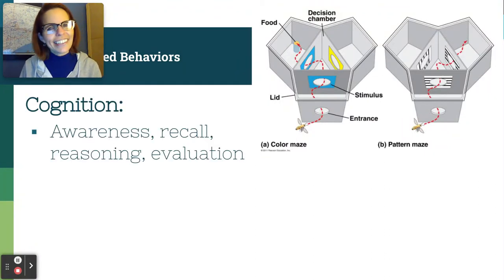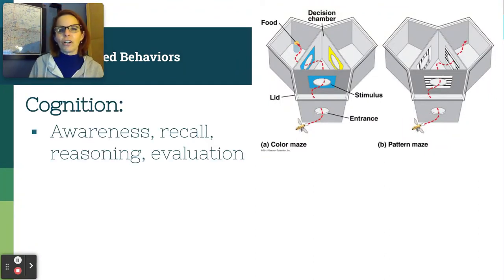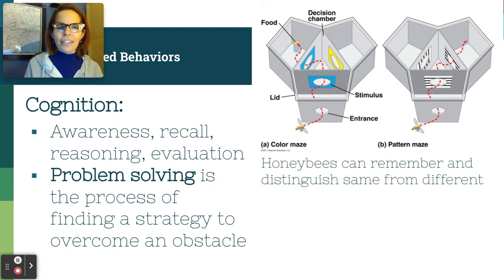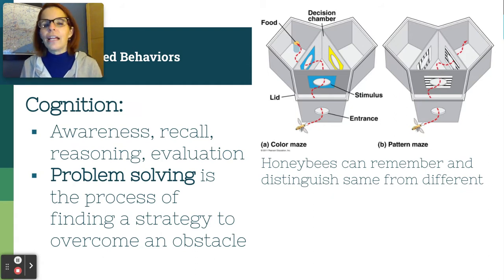The next one is cognition. So cognition is the most complex of these learned behaviors. Cognition involves awareness, recall, remembering something, reasoning, thinking it through, and evaluating. Now, here's a fascinating example. So, problem solving is the process of finding a strategy to overcome an obstacle.